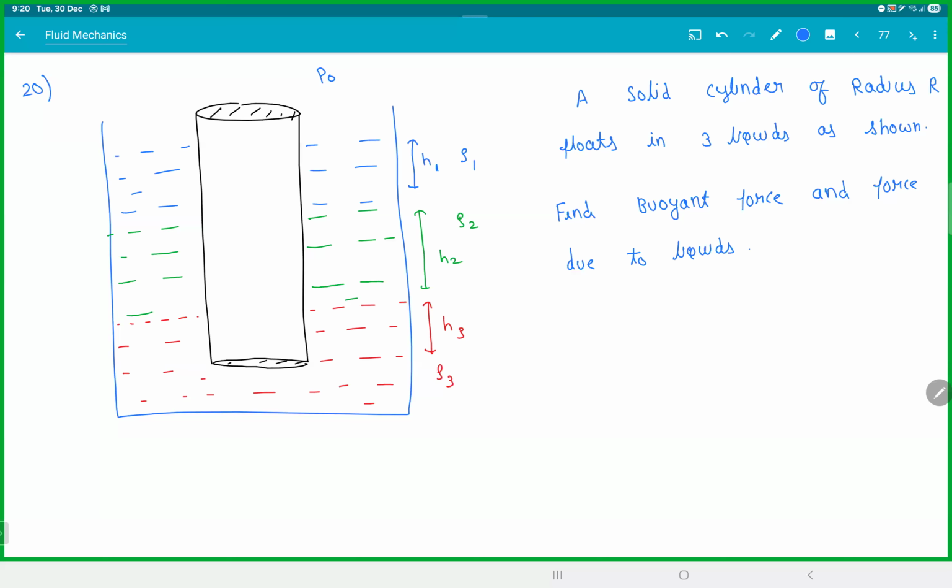So there are 3 liquids. What is the buoyant force due to each liquid? Find the force due to each liquid on the cylinder. Let's get this. So I really want you to get very clear with that. Buoyant force and force due to liquid are not same. Because in the exam, in a hurry, you will write buoyant force, and they'll ask you force due to liquid.